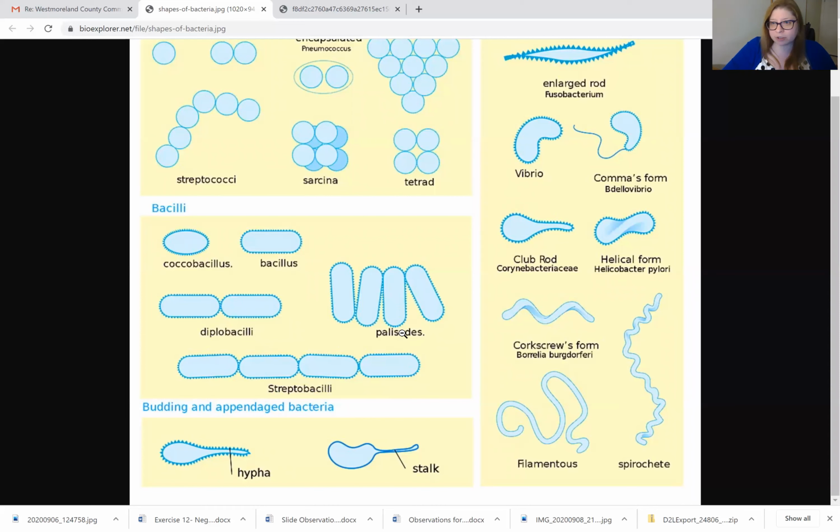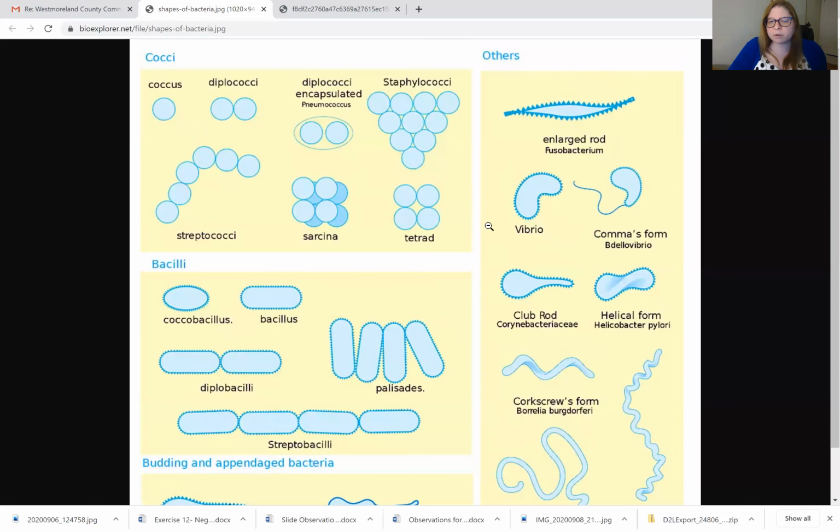And there's also streptobacilli, as you saw in one of the pictures for this past week also, where it was long chains of rod-shaped bacteria. There are some other shapes that we discussed briefly. The Vibrio, for example, which are comma-shaped.